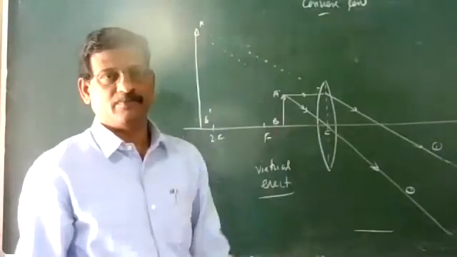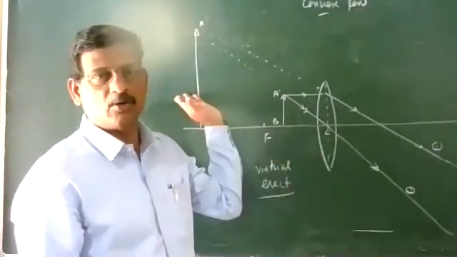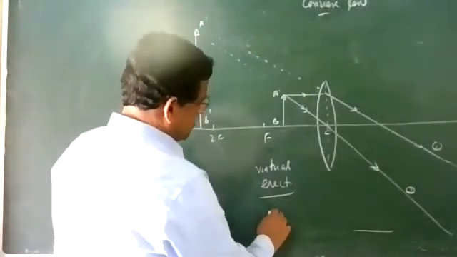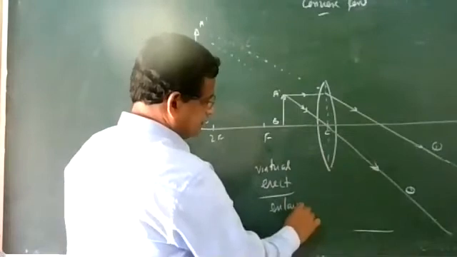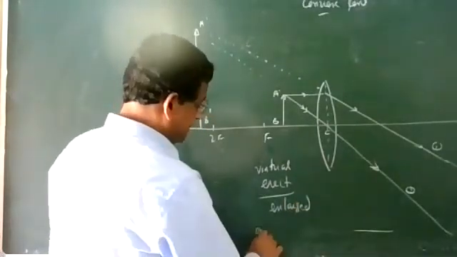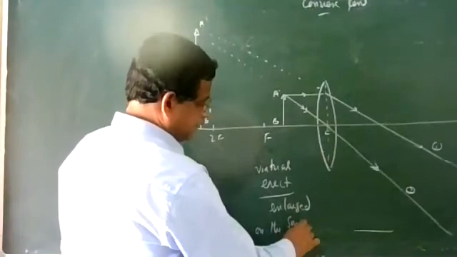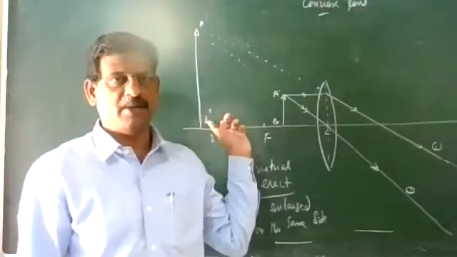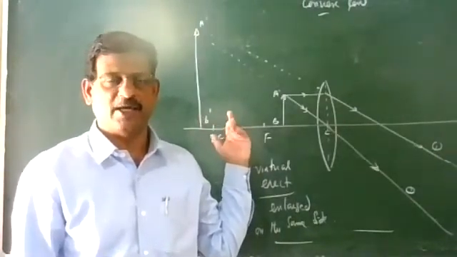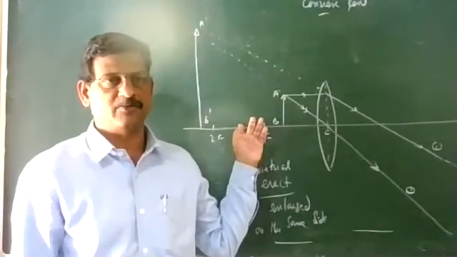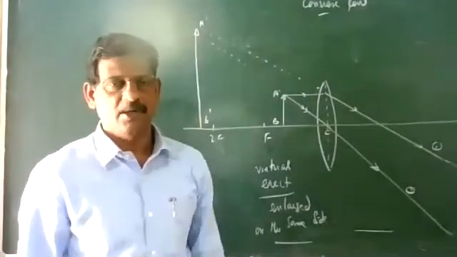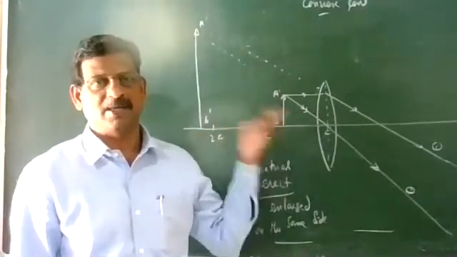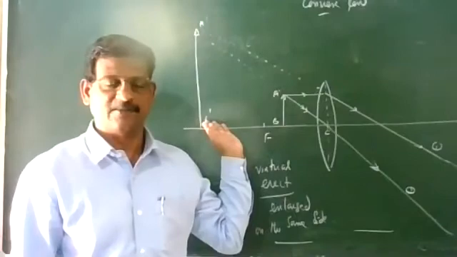Exactly the same thing. Your object head is on top, here also the image head is on top. Virtual, erect, enlarged, magnified, and formed on the same side of the object. It is on the left side. So virtual images are on the same side of the object in this case. Remember, in the case of the mirror, virtual image is behind the mirror. So here it is on the same side. Virtual images are always on the same side of the object in the case of the lens.